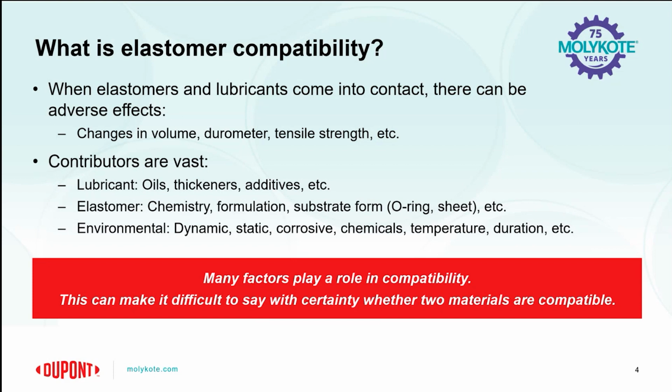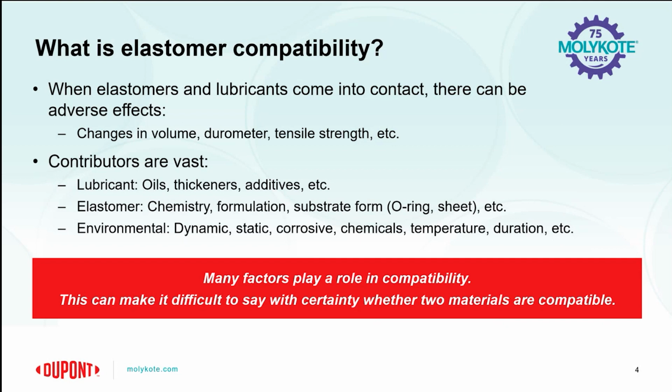The contributors to this are vast. Looking at just the lubricant side, we have oils, thickeners, additives, whatever else might be in that lubricant. Each one plays a separate role. Same thing with the elastomers. Based on the chemistry, the formulation, the types of substrates, there might be cross-linking involved in the formulation. All of this we've seen plays at least some role in compatibility.